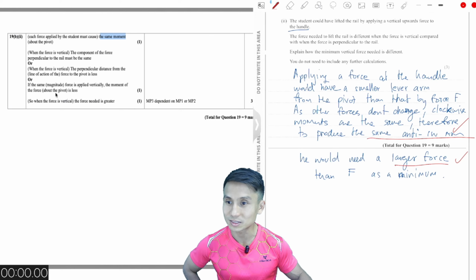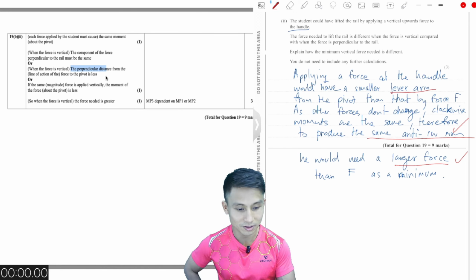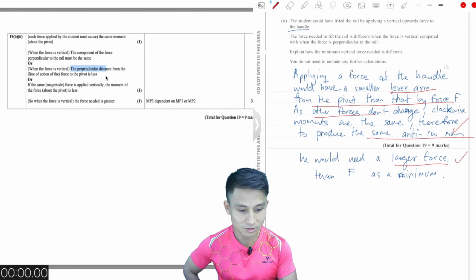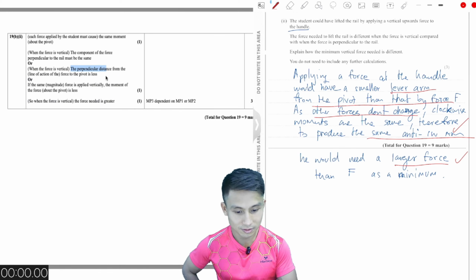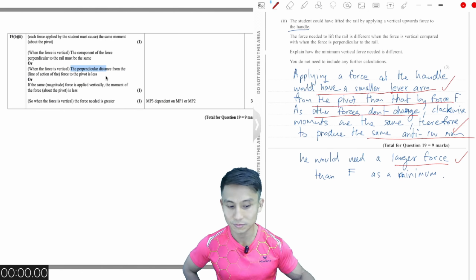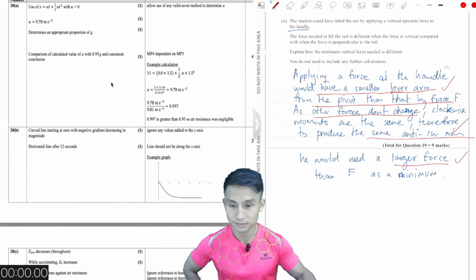The moment of the force is less. Perpendicular distance from the line is less. Yeah, I think I covered that one. Like the lever arm here is smaller. Yeah, the handle would have a smaller lever arm. There you go. Okay.